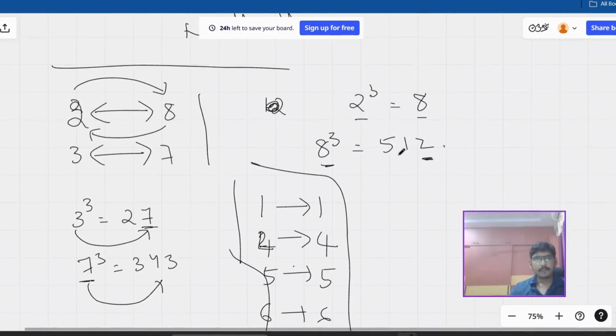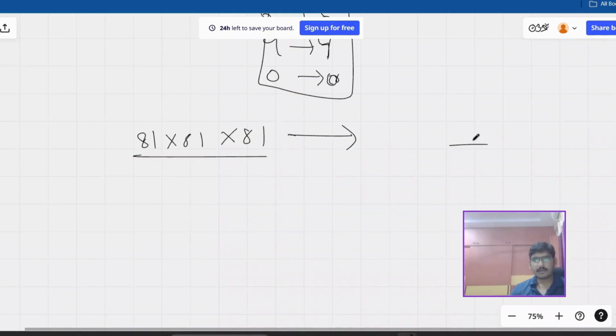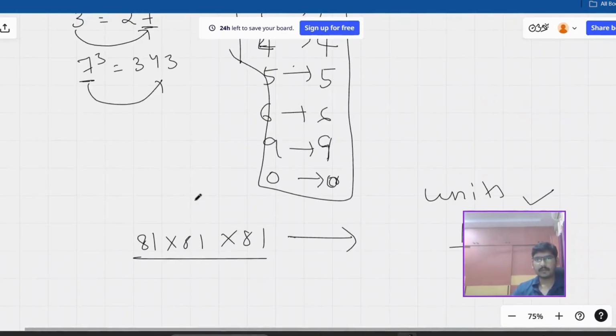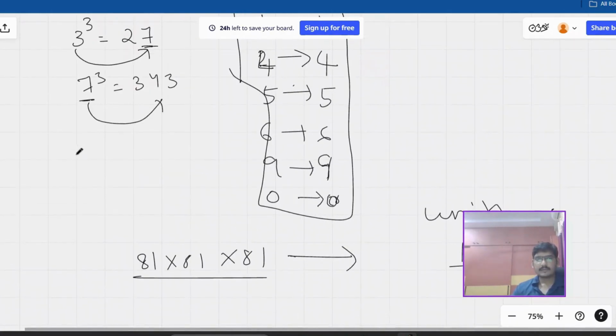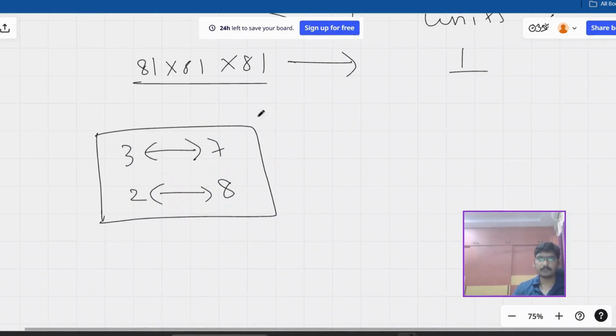For example, if you take 81 into 81 into 81, the units digit of the resultant number will be 1. That is the meaning. Okay, this is the rule. The rule insists 3 is interchanged with 7 and 7 with 3, and 2 is interchanged with 8 and 8 with 2. Except for these, every number gives exactly the same number when it is cubed. This is a rule.